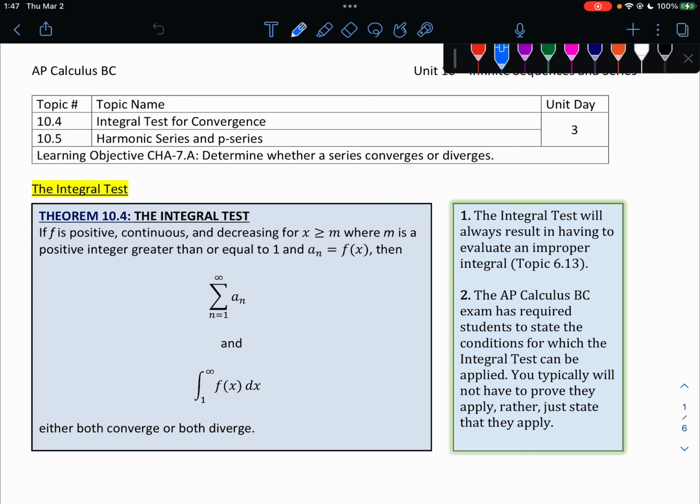And in this video, we're going to talk about a couple more tests for convergence or divergence of infinite series. The first one we're looking at is called the integral test. Let's talk about what the integral test is.